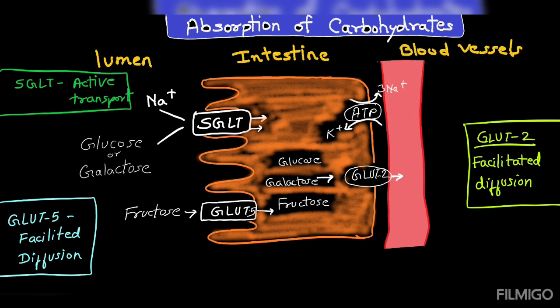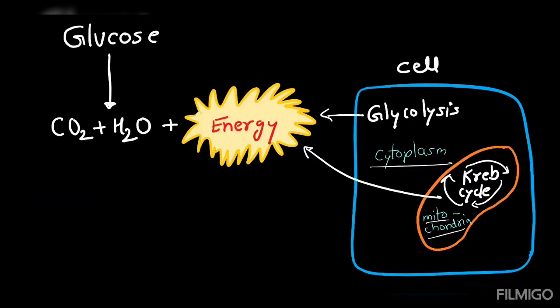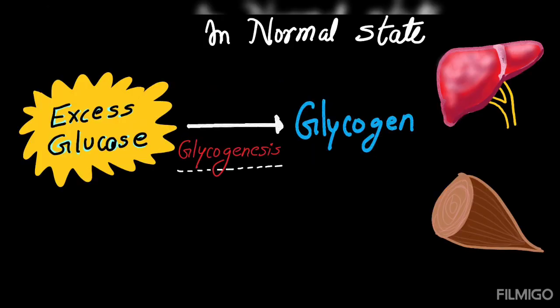In the liver, glucose undergoes a variety of chemical changes depending upon the physiological needs of the body. For example, for energy, glucose oxidizes completely to carbon dioxide, water that is H2O, and energy by the processes of glycolysis and the citric acid cycle, that is the Krebs cycle. In the normal state, excess glucose may be converted to glycogen and deposited in the liver and muscle tissue for future use by the process of glycogenesis.